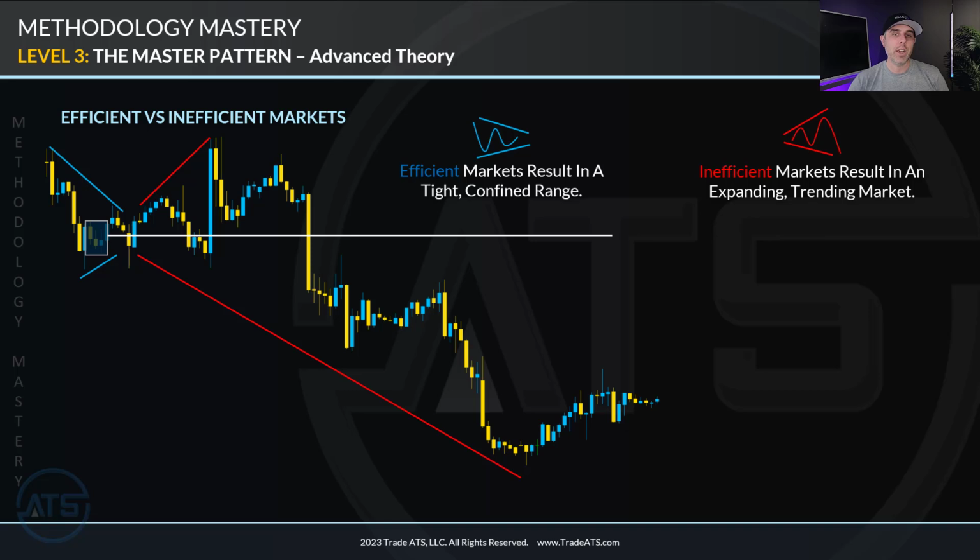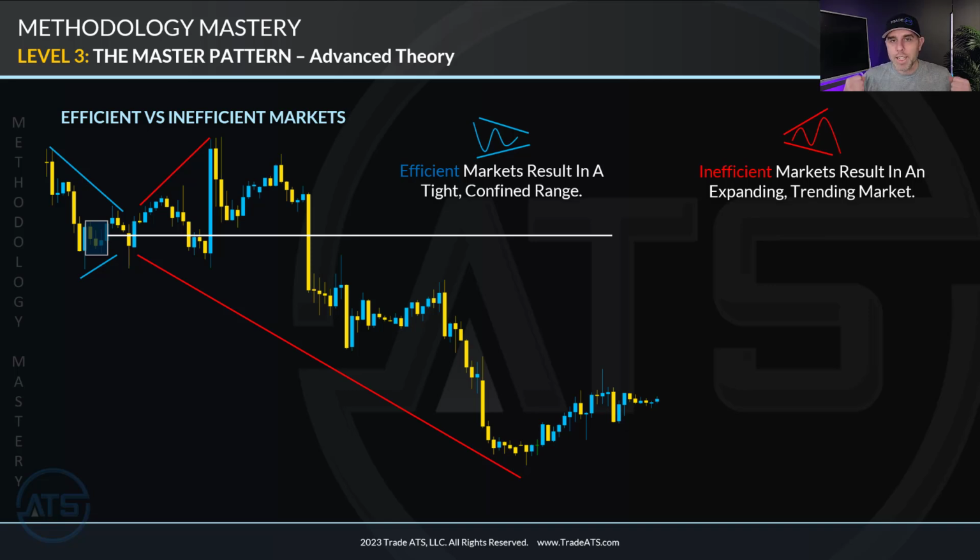And by understanding the three market phases, the master pattern, those cycles, we can lie in wait for that inefficient market to present itself and then attack it, because that's where the money's made and that's where you want to be trading.